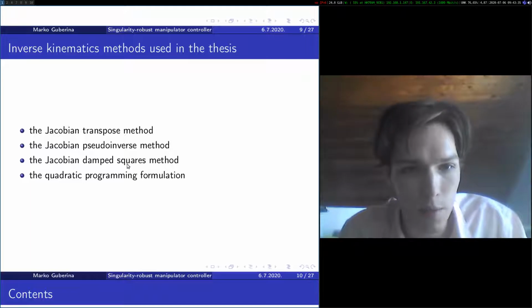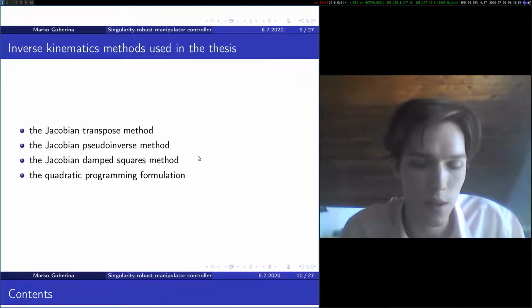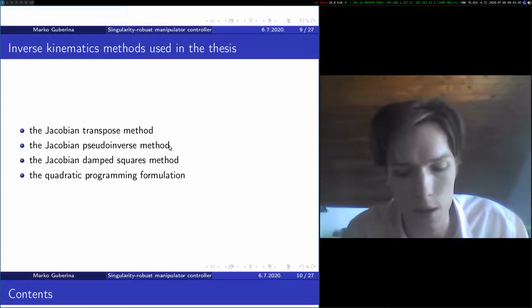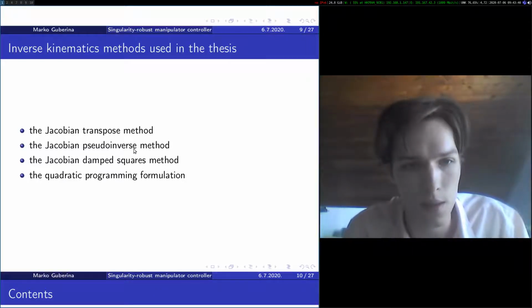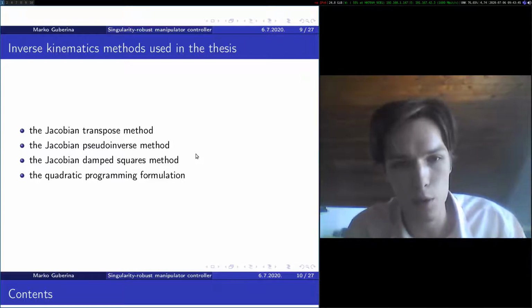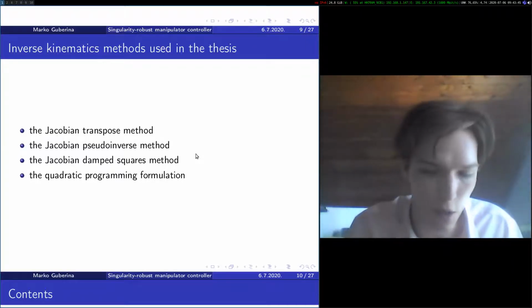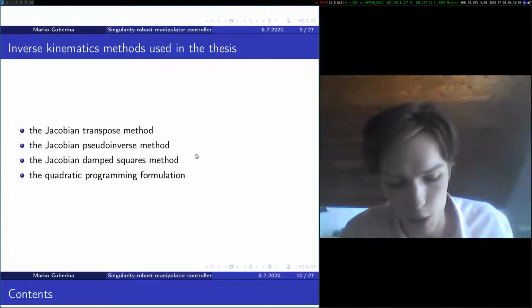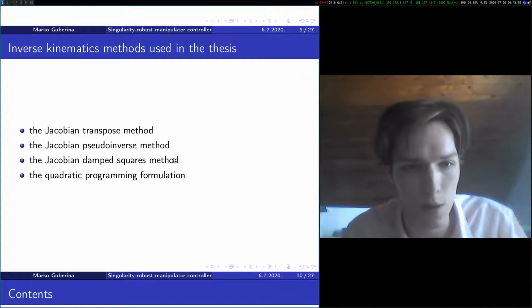Next, we have the damped least squares method. It basically introduces a damping factor to the previous method so that it becomes stable near singularities. Now, the reason why it's unstable is because when we try to do a pseudo-inverse of a matrix which has a null column, we will get undefined, and the solution will blow up to infinity. So that's why the damping factor is introduced.